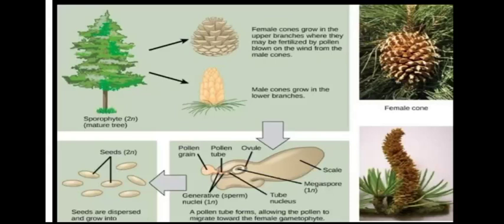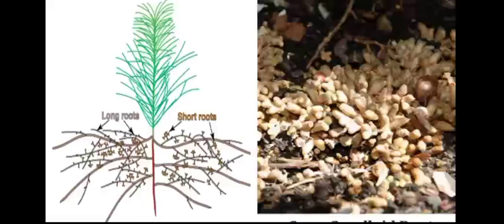Gymnosperms are xeromorphic, that means xerophytic, and woody climbing plants. Some are shrubs. The plant body of gymnosperms is sporophytic. The plant body is differentiated into roots, stem and leaves. Gymnosperm plants show a taproot system. In some genera they show symbiotic association with algae and fungi.